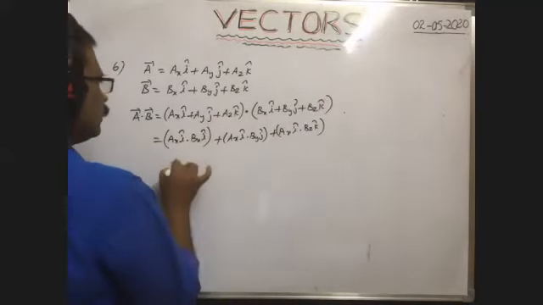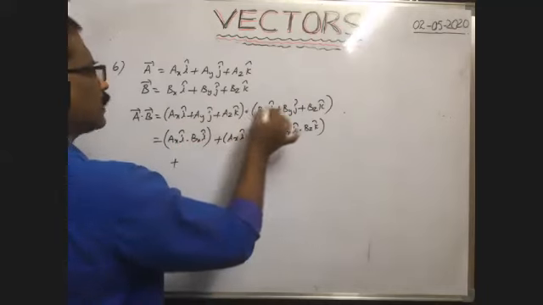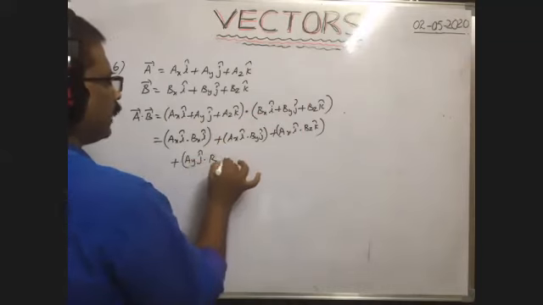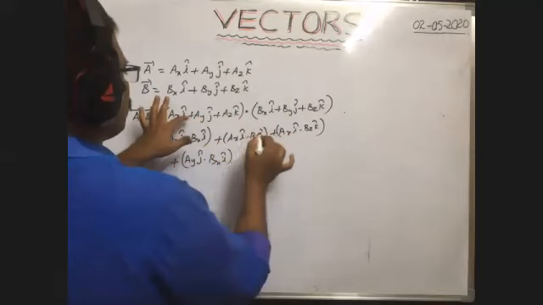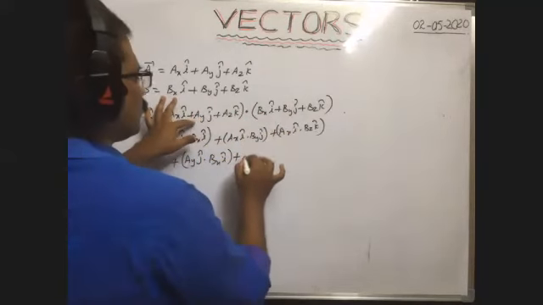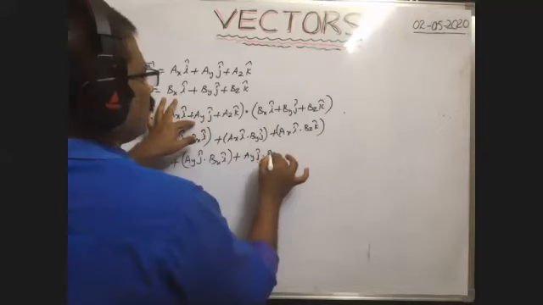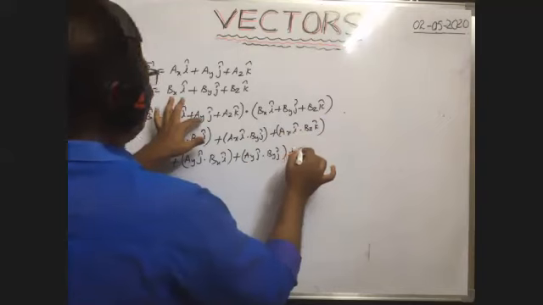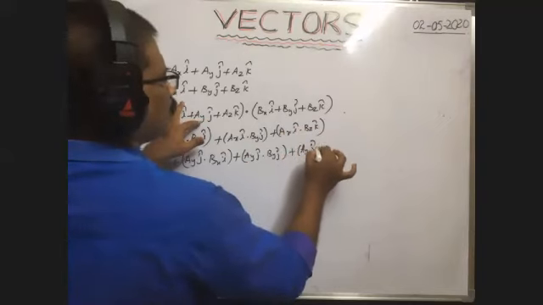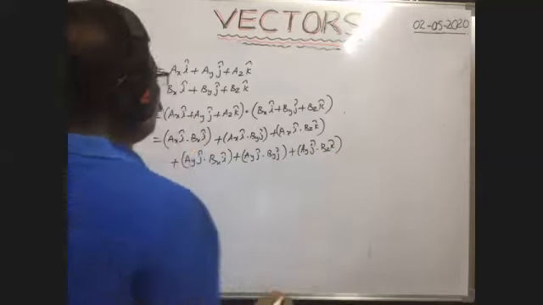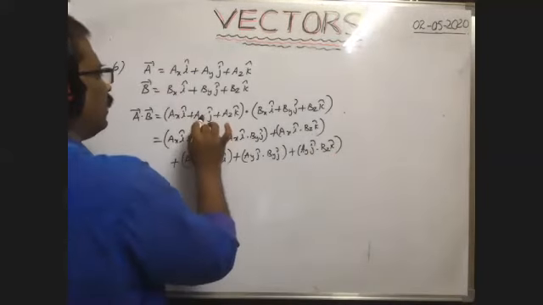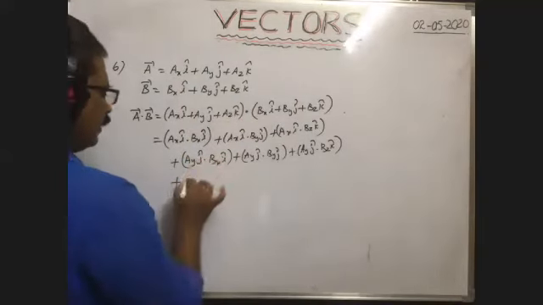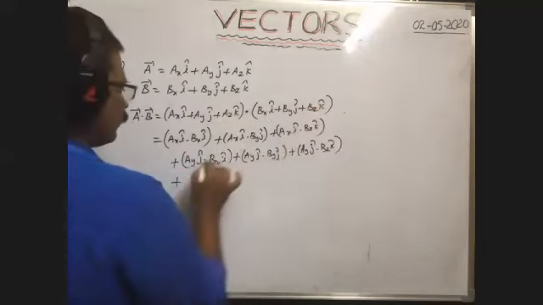Now plus ay j cap dot bx I cap. Next plus ay j cap dot by j cap. Okay, plus into plus only, no? Plus ay j cap dot bz k cap. Now we have done the dot product between ay j cap and this total vector. Next, remaining last one, the dot product of this one and this one.